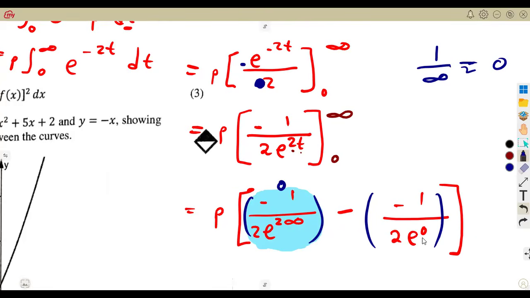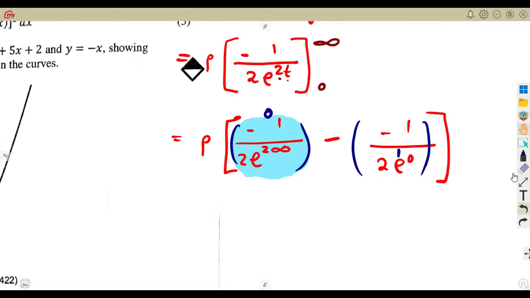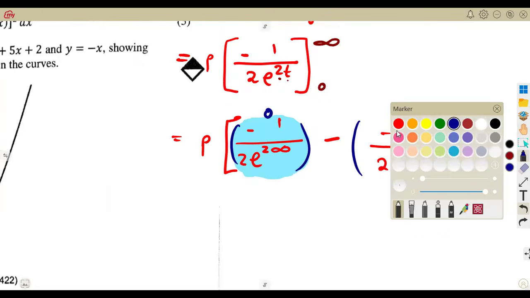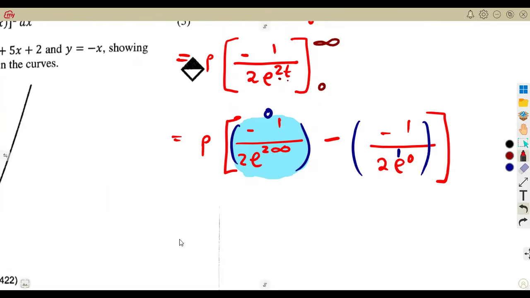What about this part? E to the exponent of a 0 is what? Any number to the power of a 0 is 1. So this one, we can have an answer there. But this one will give us a 0 from the infinite part that we have there. So meaning to say, we're going to have P into what? That's a 0 there.